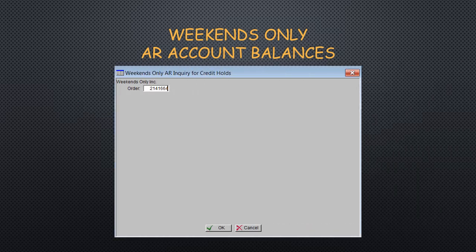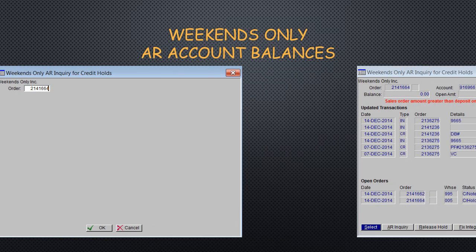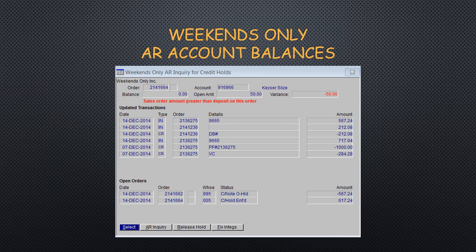To use this screen, enter the sales order number and suffix of the order you found in credit hold entered status. The screen displays the following information. Account number: the customer's account number is displayed at the top of the screen with the customer's name directly next to it. Balance.